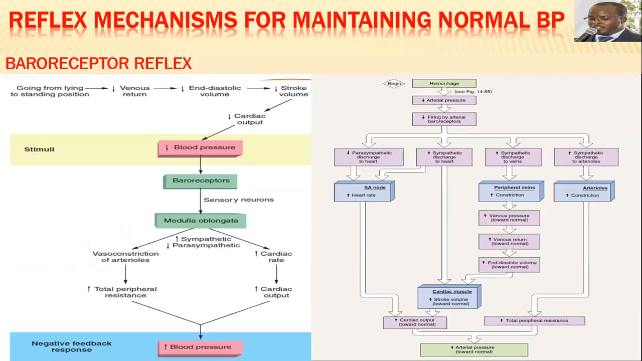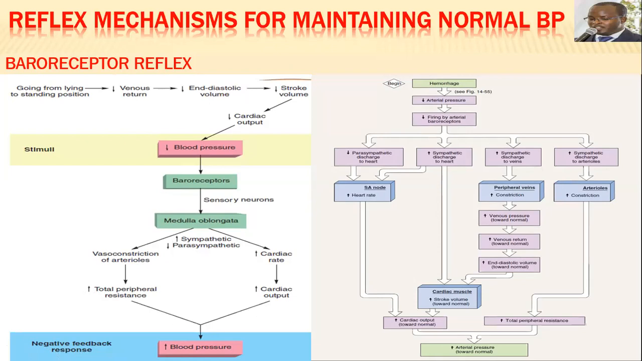Okay, so certain conditions will stimulate the baroreceptors. Let's start from this one here. So this is the baroreceptor reflex. Going from lying to standing position. If a person is changing posture, maybe you are lying down and then you want to stand up, you know you have gravitational force effect on the venous return. So what will happen to the blood pressure when you change position from lying down to standing up, from supine position to standing up?